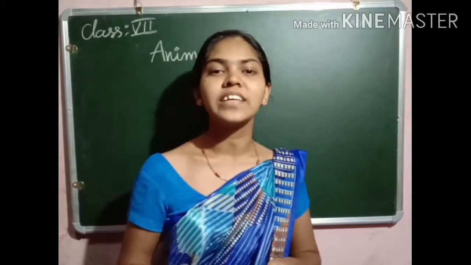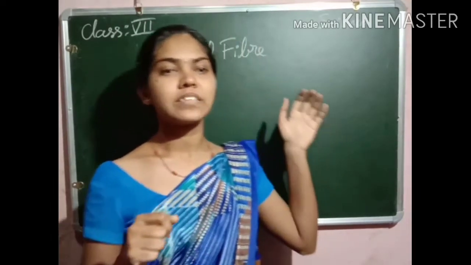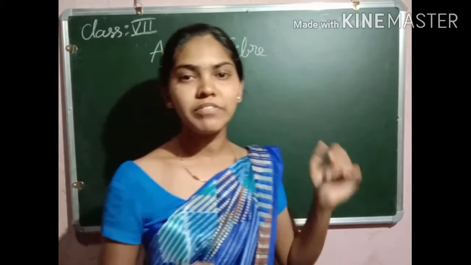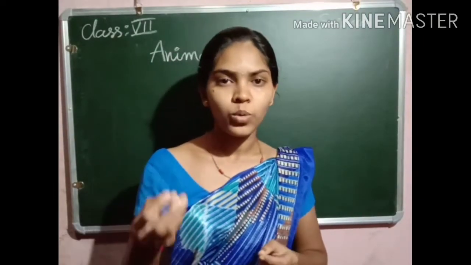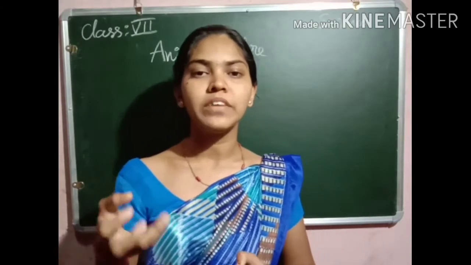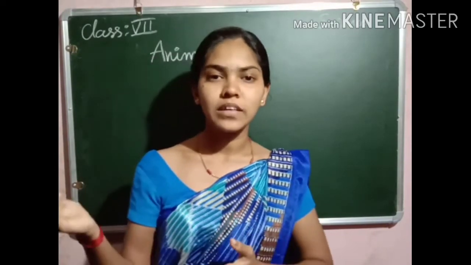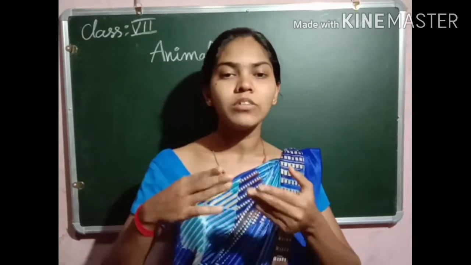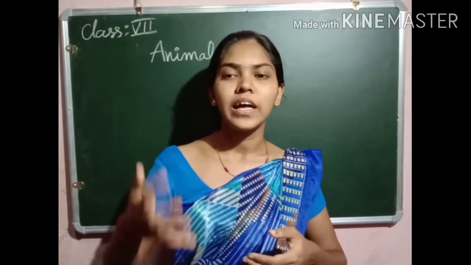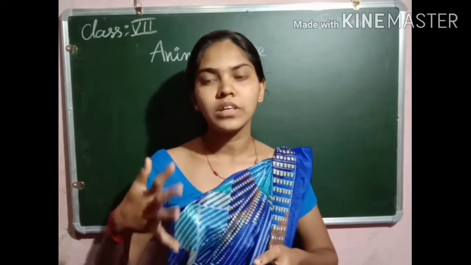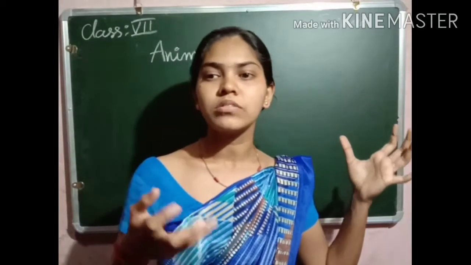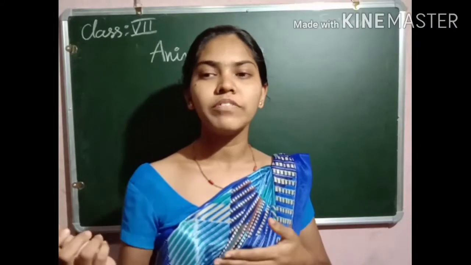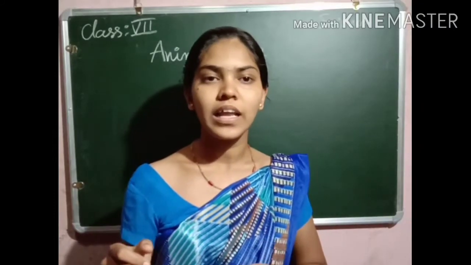Today I am going to continue the chapter, seventh standard, animal fibers. We have started this chapter. We started discussing the animal fibers. We discussed wool, which is obtained from the sheep and from other animals also. How the production is done, how the rearing of sheep is done, and the procedures used in making the wool fabric, we discussed in the last class.